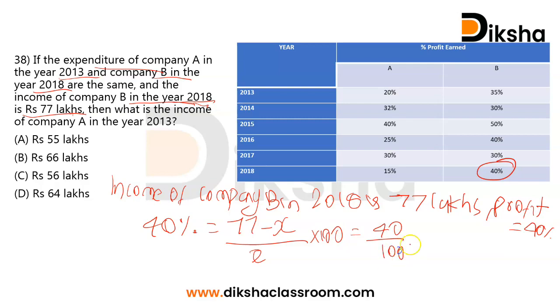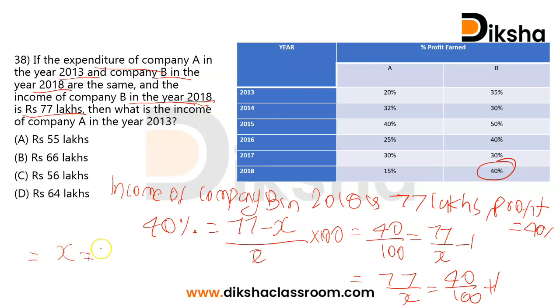Which gives us 40 by 100 equal to 77 by x minus 1, which gives you 77 by x is equal to 40 by 100 plus 1, which gives you x is equal to 77 into 100 by 140. So we'll get it as 55. Income of company we know 77 and profit also we know 40%. We substituted in the equation and got x, the expenditure, as 55 lakhs.